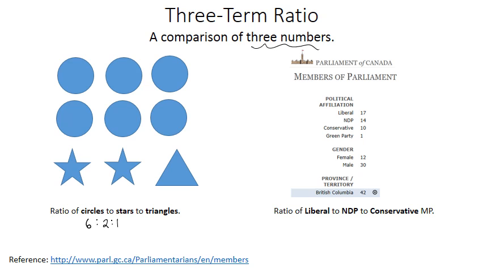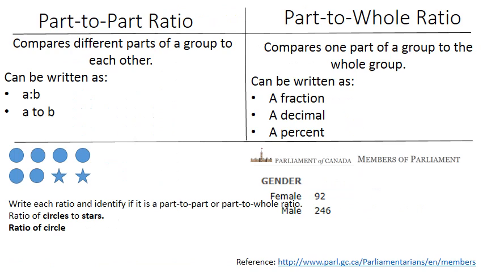Then over here it says ratio of Liberal to NDP to Conservative MPs. So there are 17 Liberal, 14 NDP, and 10 Conservative MPs in British Columbia. So that will be my ratio for 3.